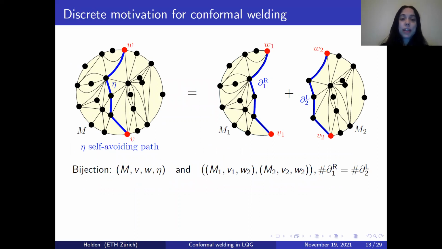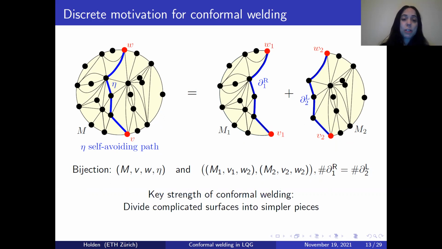So this figure is illustrating that we have a projection between the objects on the left and right sides of the equality sign. On the left side, we have a planar map with disk topology, which has been decorated by this self-avoiding path. In the right part of the figure, we have this pair of planar maps, and we require that the length of this blue curve on the map M1 is equal to the length of this blue curve on the map M2. The projection simply works by taking these 2 planar maps and identifying them along these blue curves.